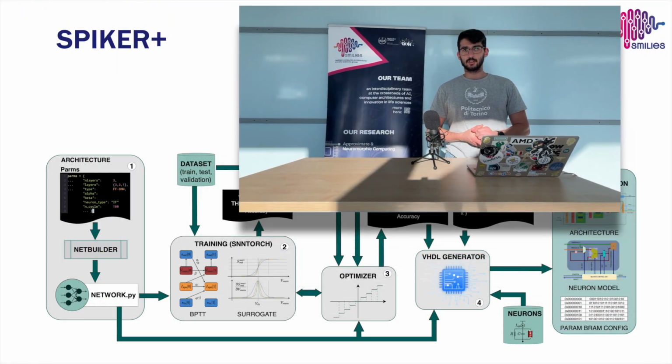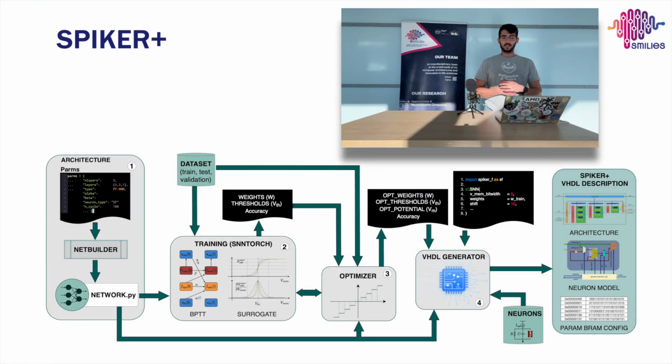To solve these complexities, I created Spiker Plus, which is a Python framework to automatize all the steps that are needed to configure, train, and deploy a hardware accelerator for spiking neural networks. In these video tutorials, I will guide you through all the steps that are needed to tune the accelerator on a specific dataset until the generation of the VHDL code which describes this hardware accelerator.